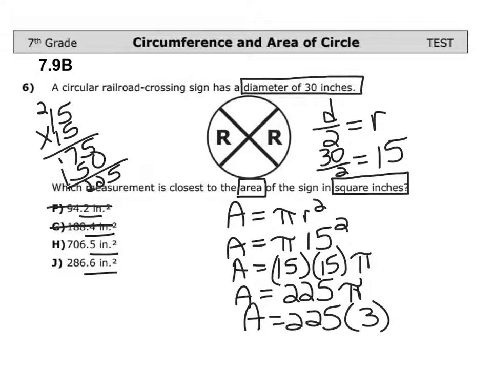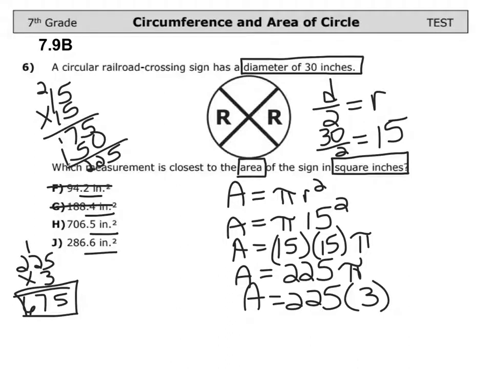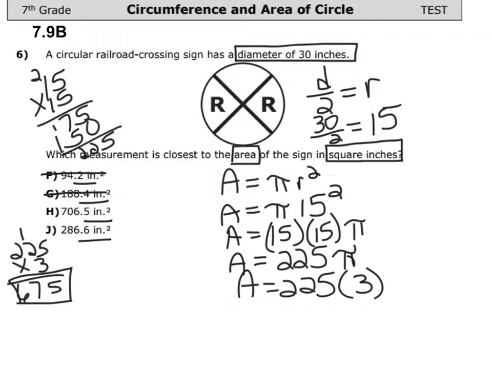Let's do that on the side. So 3 times 5 is 15. 3 times 2 is 6, plus 1 is 7. 3 times 2 is 6. So it's around 675. Remember, when you're doing this, your answer choice is going to be 675 plus, so that means you're going to have a little bit more. If you notice, J is way too low. So then my answer is letter H.